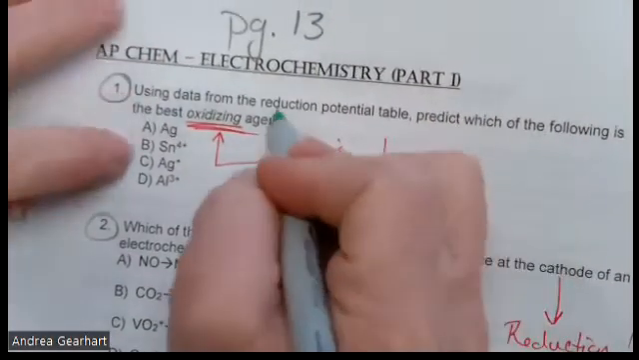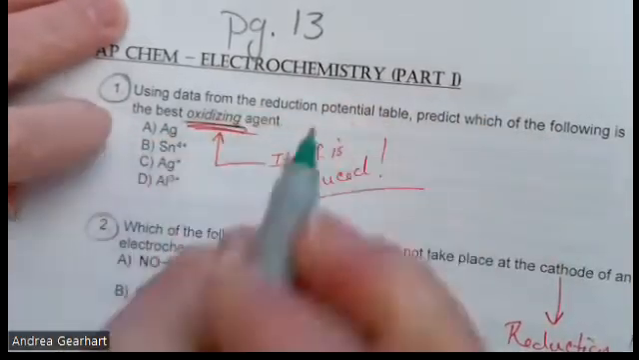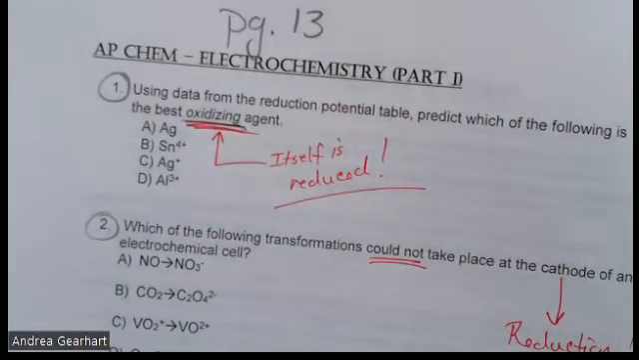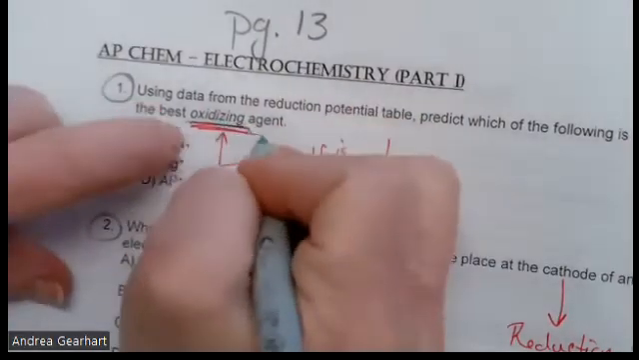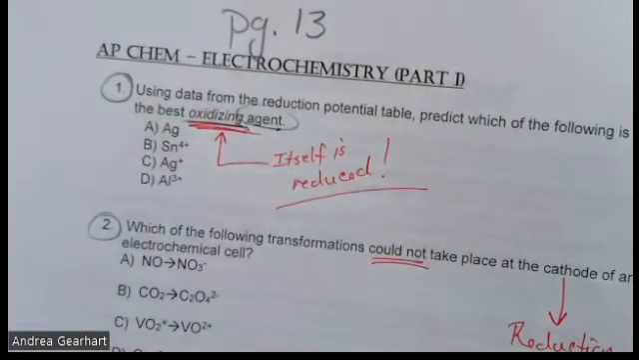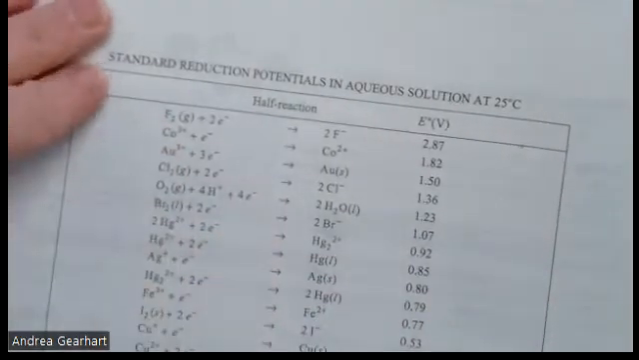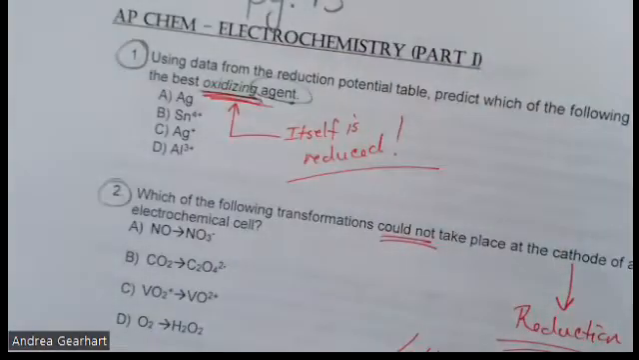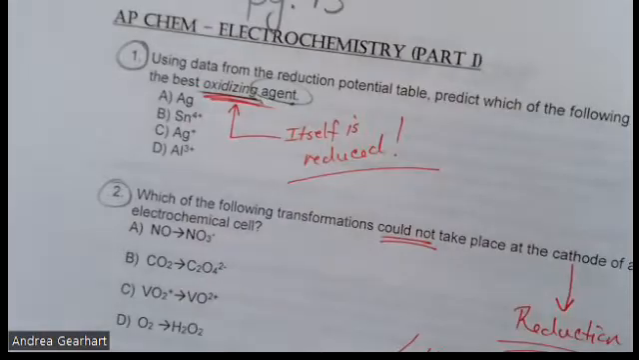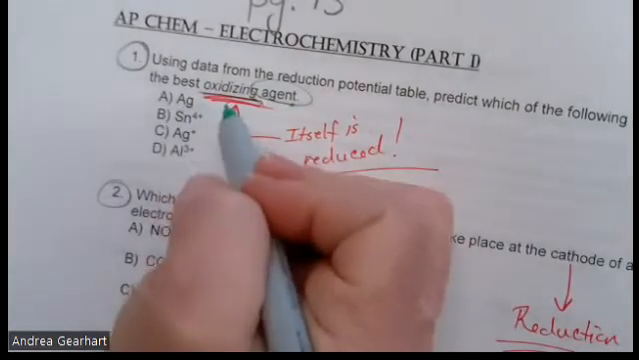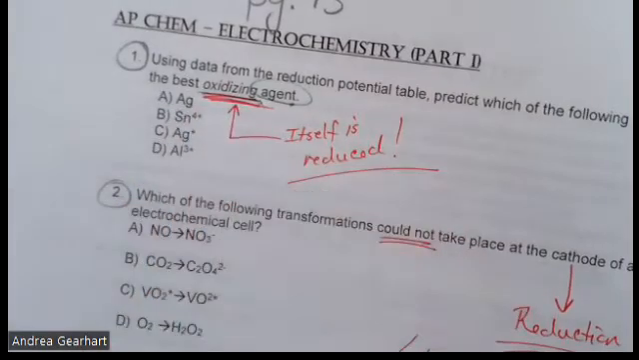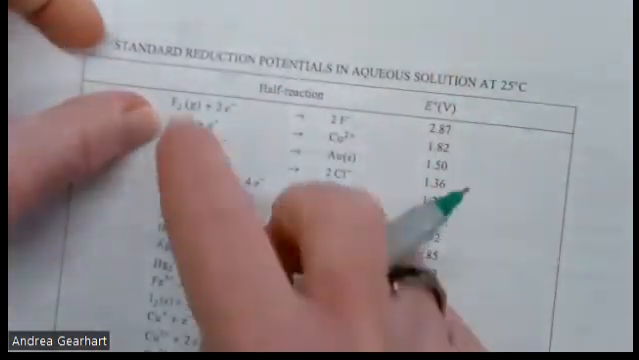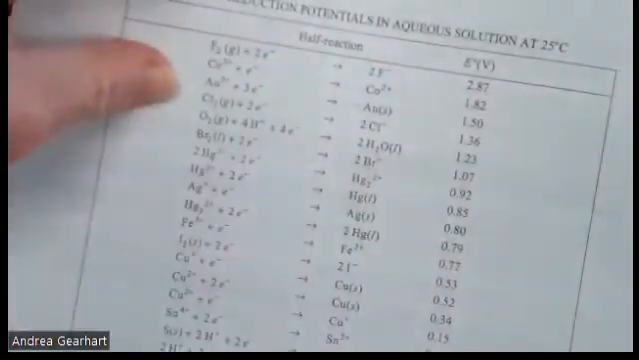So, citing the table, we are looking for the best oxidizing agent. And we just have to know oxidation is loss of electrons. Well, if it's the oxidizing agent, it is reduced. So I have this reduction table. All of these reactants are gaining electrons. They're all being reduced. So I need to see which has the greatest positive voltage. That's how I know what is the strongest or the best oxidizing agent. So I'm looking for these being reduced.